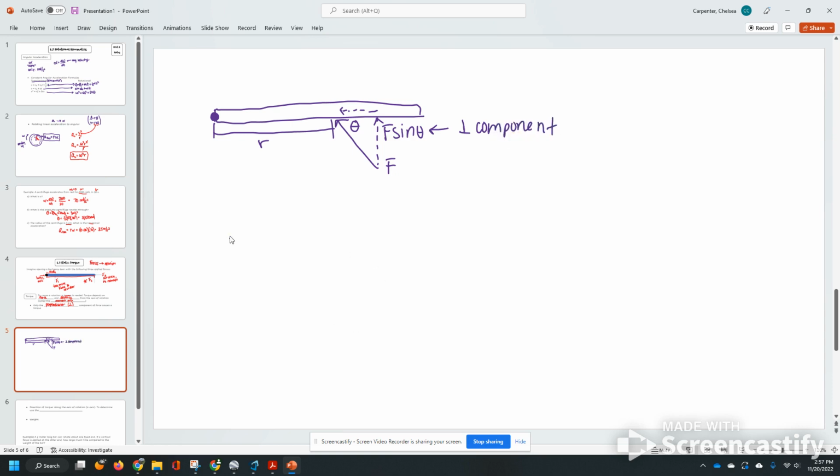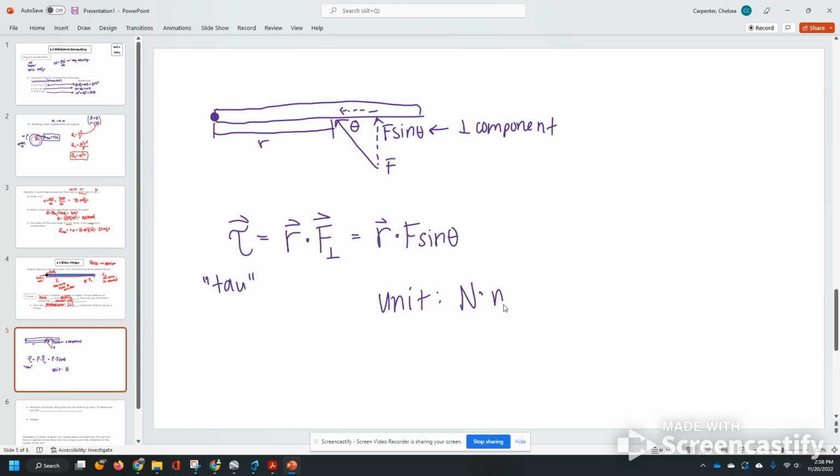So to calculate torque, we get a new letter. This is the Greek letter tau. Equals r times F, just that perpendicular component, or we can do r times F sine theta. And these are all vectors. Our unit is going to be a Newton times a meter. So nothing too fancy there.